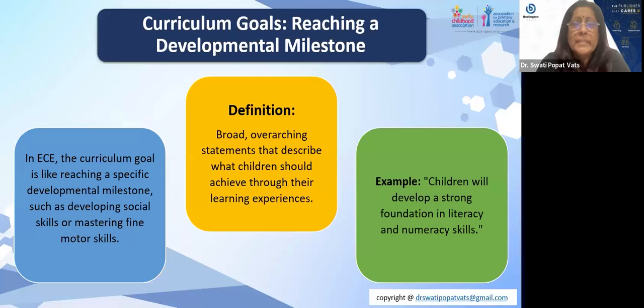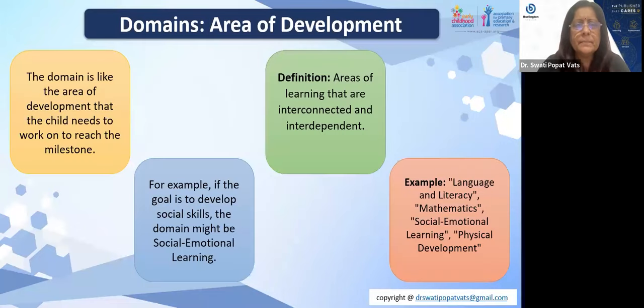So it's like reaching a milestone. And that is the example that has been given in front of you. But let's understand this even more in detail. Let's see the next slide. So, a domain is like the area of development that the child needs to work on to reach a milestone. For example, language and literacy, mathematics, social emotional learning, physical development. Let's see the next one.